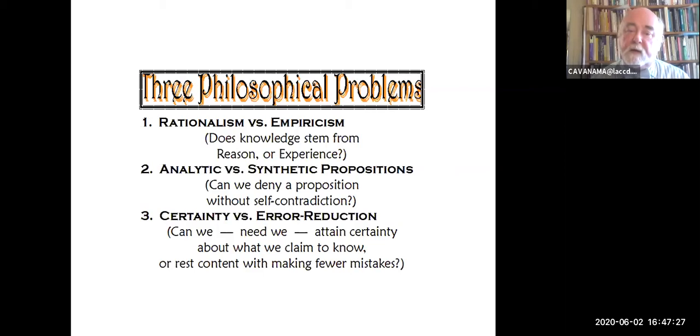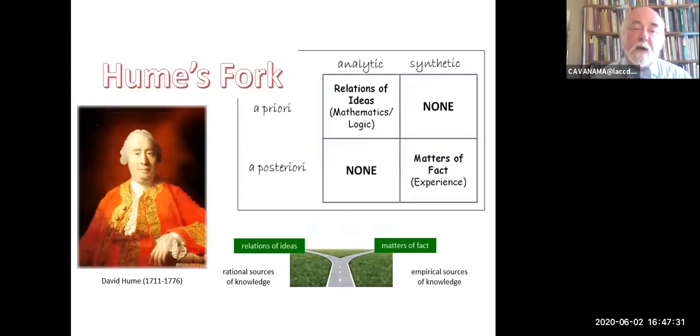So we'll start today with the first problem, rationalism versus empiricism. And we'll start there with what's called Hume's fork. Now, I mentioned the notion of analytic and synthetic propositions, which I won't define here. I will when we come to the second problem. But Hume basically says there are two possible ways we can have knowledge.